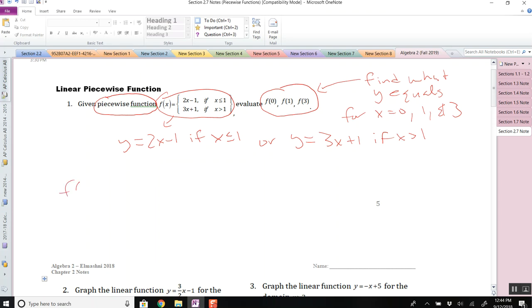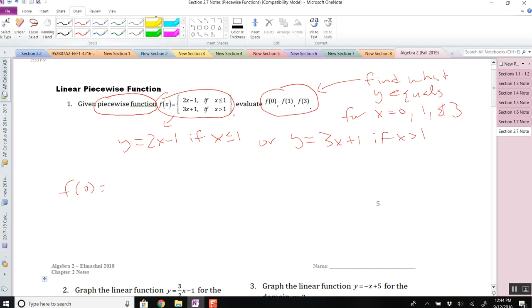We have to find f of 0. When x is 0, we have to realize which inequality it goes with. Obviously, it's going with this one. 0 is less than 1, so you're going to want to plug it into 2x minus 1. So that's what we're going to do, and the output's negative 1.